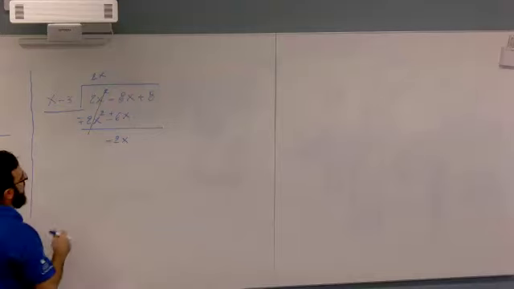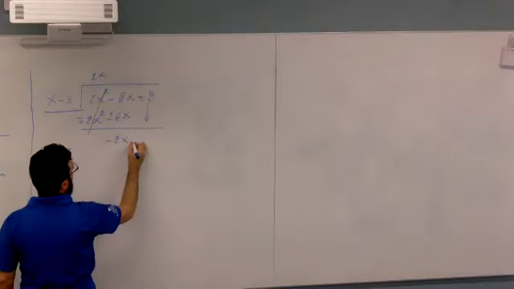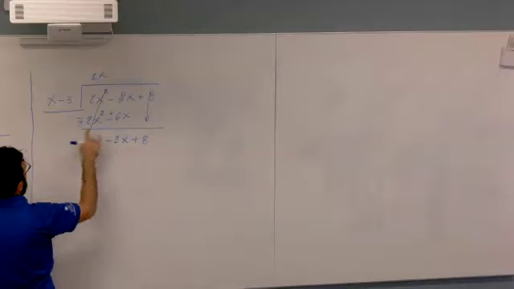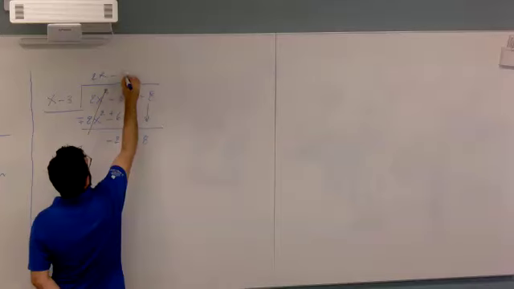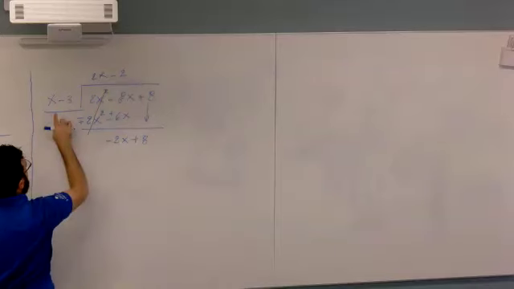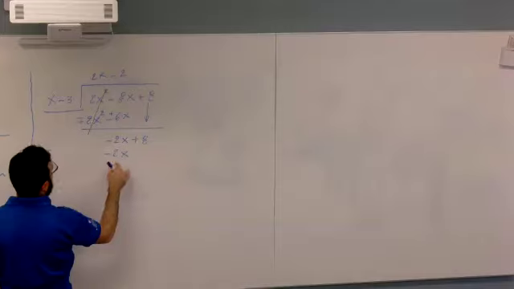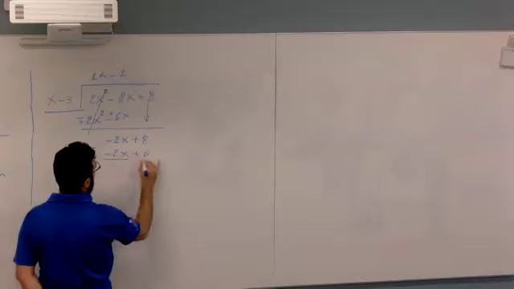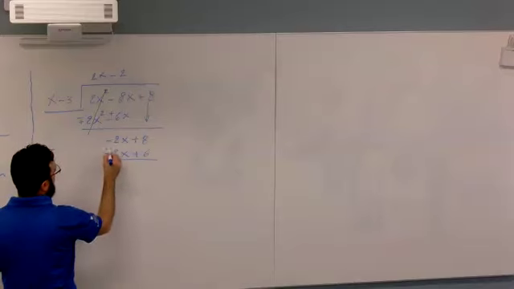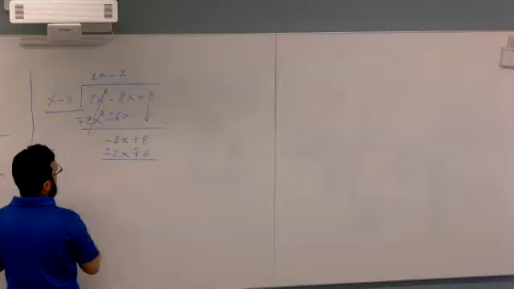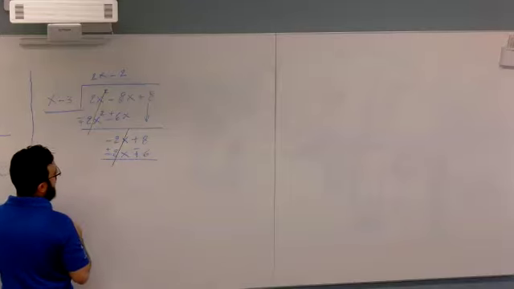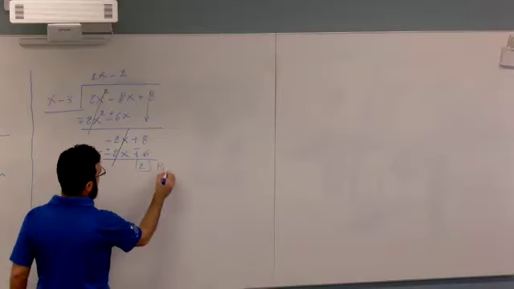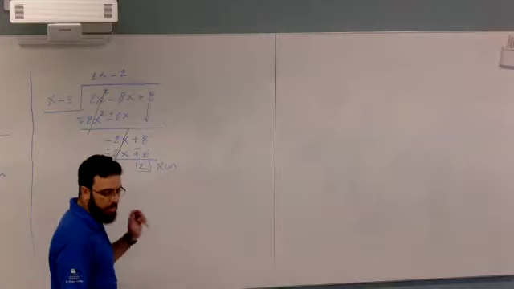Next step. Write down the 8, so plus 8. Now, negative 2x divided by x is negative 2. Now, negative 2 times x is negative 2x. Negative 2 times negative 3 is 6. Negative to positive, positive to negative. This one is going to be 0. 8 minus 6 is the remainder of 2. You don't care about that.